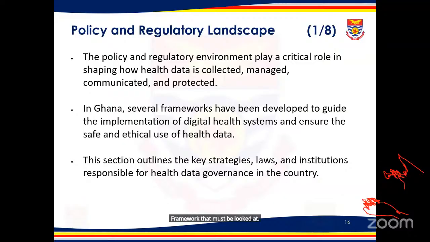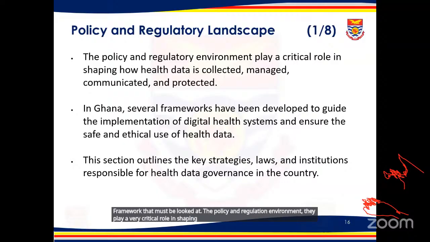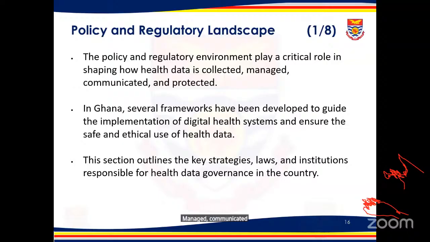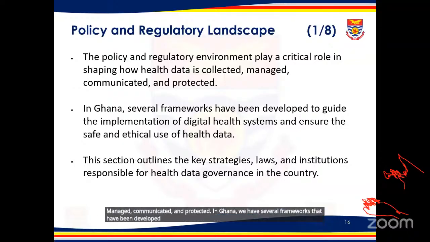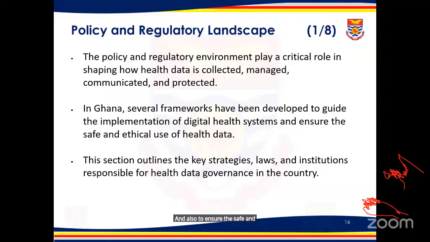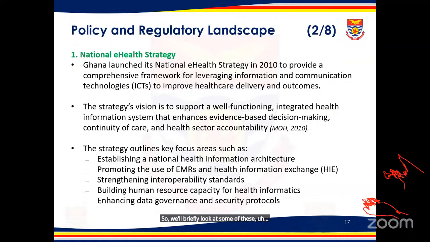Within the landscape of health data communication, there are policy and regulatory frameworks that must be looked at. The policy and regulatory environment plays a very critical role in shaping how health data is collected, managed, communicated, and protected. In Ghana, we have several frameworks that have been developed to guide the implementation of these digital health platforms, and also to ensure the safe and ethical use of health data. So we'll briefly look at some of these regulatory frameworks.